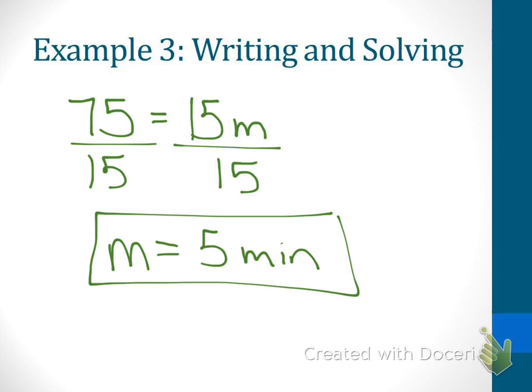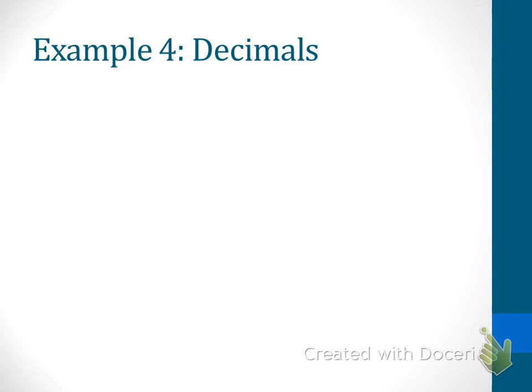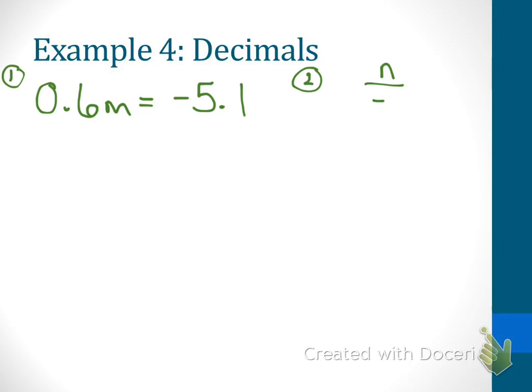Okay, and then last but not least, we have decimals. With decimals, I solve them the exact same way that I solve with whole numbers. All right, so if I had 0.6m equals negative 5.1, how would I solve for m? So that's the first one. And then what if I had n over negative 8 equals 1.75? All right, I want you to solve for both of these.